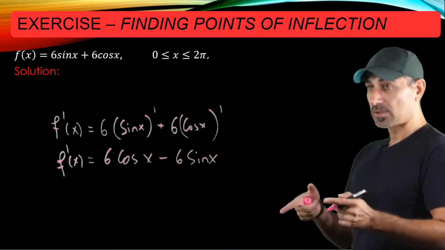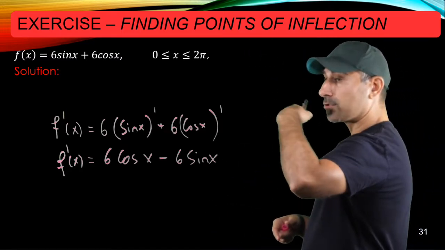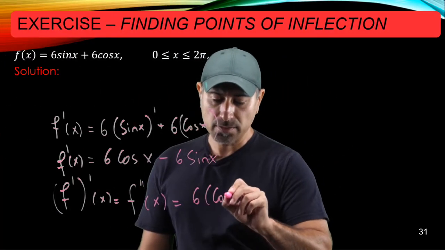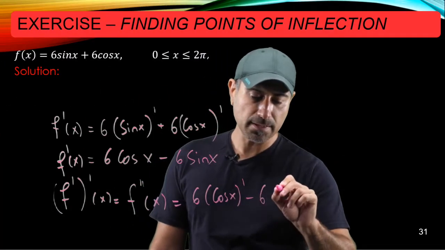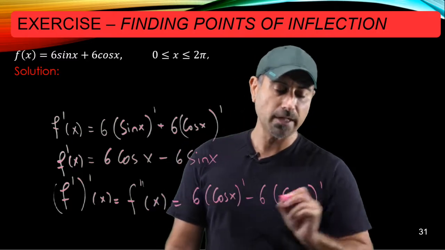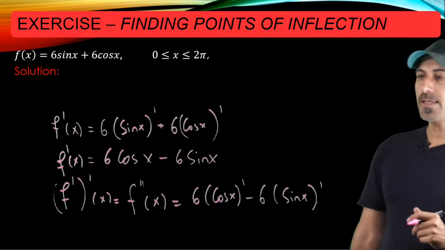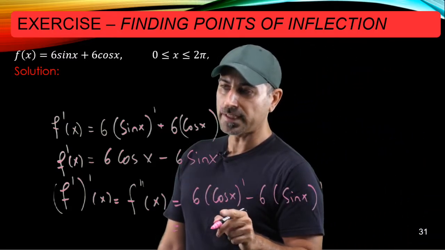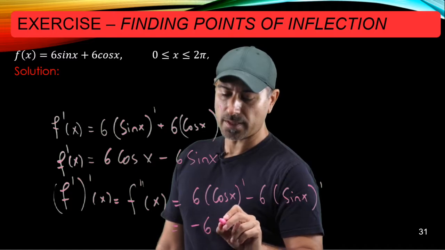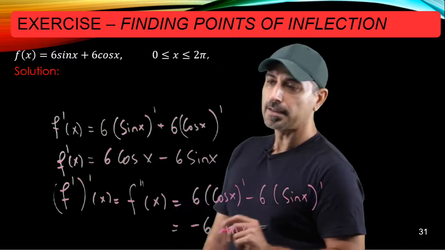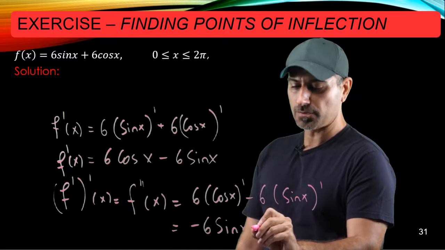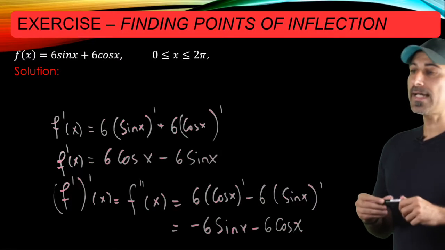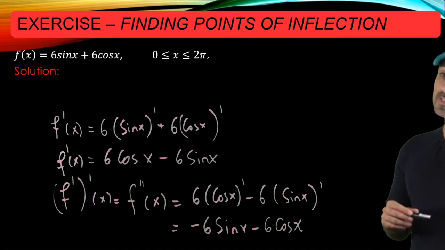So this is just the first derivative. We need the second derivative, which is the derivative of f prime: 6 times cosine x prime minus 6 times sine x prime. From the same formula card, you can read that cosine has the derivative negative sine, so this is negative 6 sine x. And sine has a derivative of cosine, so we have negative 6 cosine x. All right, we are looking for points that make f double prime either 0 or undefined.